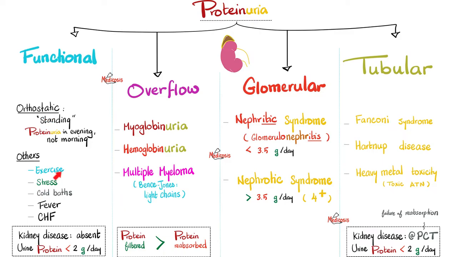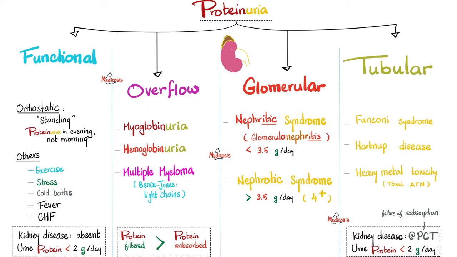Non-orthostatic causes include strenuous exercise, stressful situations, cold baths, fever, congestive heart failure. All of these can lead to functional proteinuria. Do not blame it on the kidney, please. The kidney is fine. There is something else causing the protein to be lost in the urine, and usually this proteinuria is less than 2 grams, unlike the nephrotic syndrome, which is greater than 3.5 grams per day.